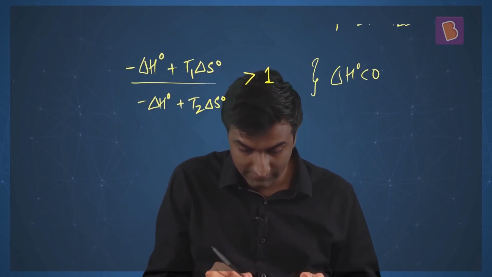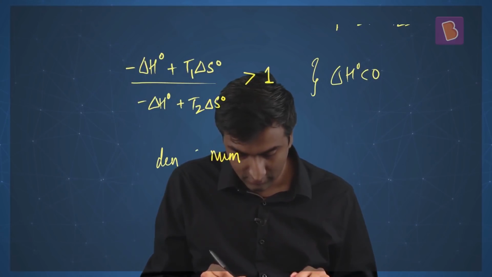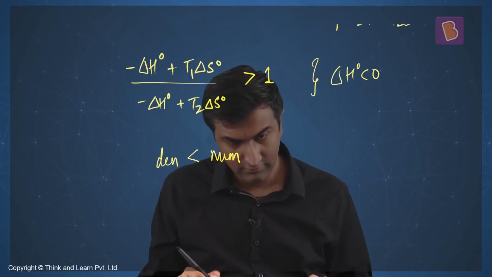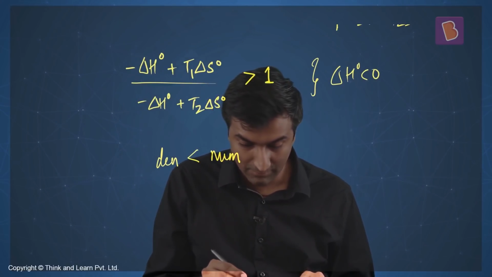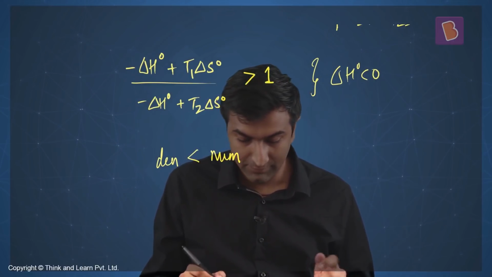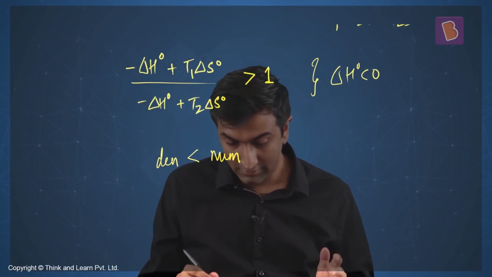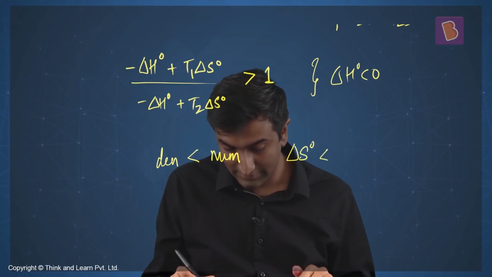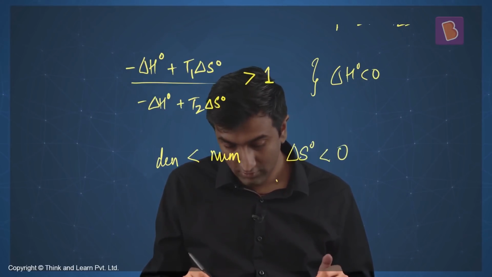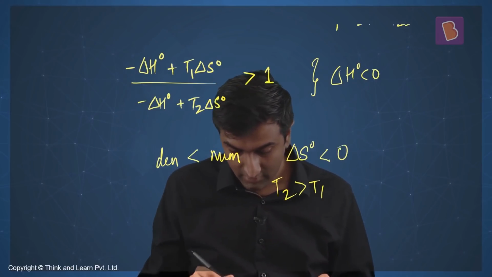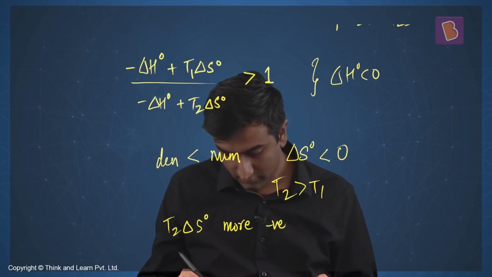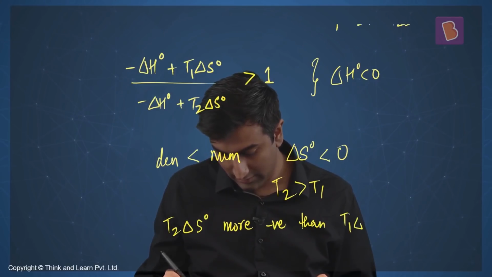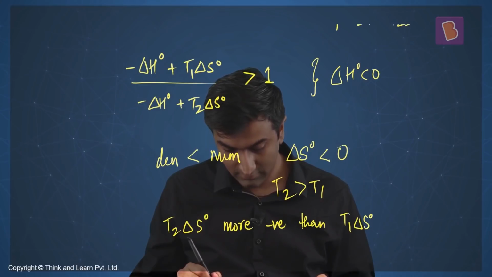Now, for this denominator has to be less than the numerator for this value to be greater than 1. Did that sound right? Yeah. All right. So, for this to happen, delta H naught plus T1 delta S naught must be lower than this guy over here at the bottom. Now, that's possible only if delta S naught is less than 0. Yeah, because T2 is greater than T1, which means that this term over here, T2 delta S naught, is more negative than T1 delta S naught. That makes sense? Yes, it does.